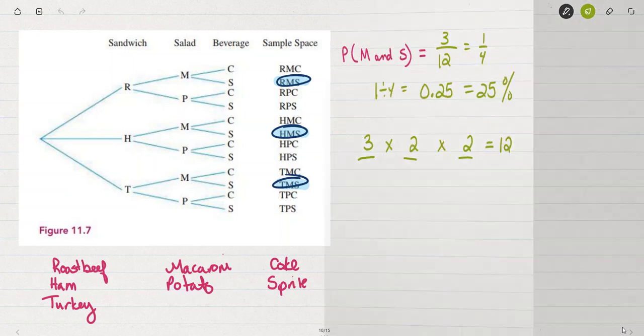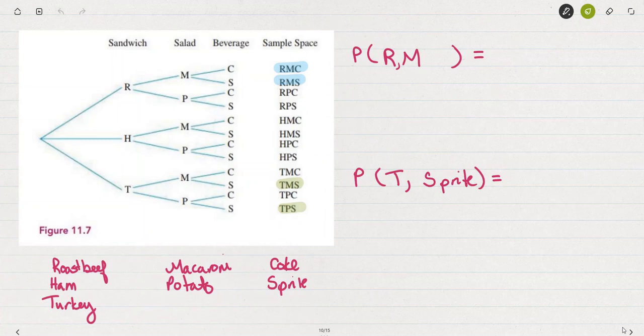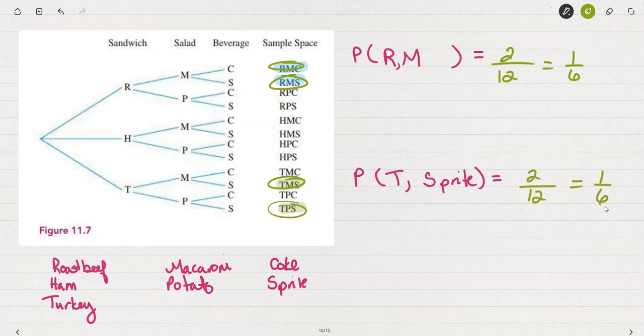On the same menu, what's the probability of getting roast beef and macaroni? Looks like 2 elements in the sample space out of the 12, or 1/6. You should be able to convert that to a decimal and a percent. How about turkey sandwich and Sprite? That could be turkey sandwich, macaroni and Sprite, or turkey sandwich, potato salad and Sprite, but 2 out of the 12, so 1 in 6 again.